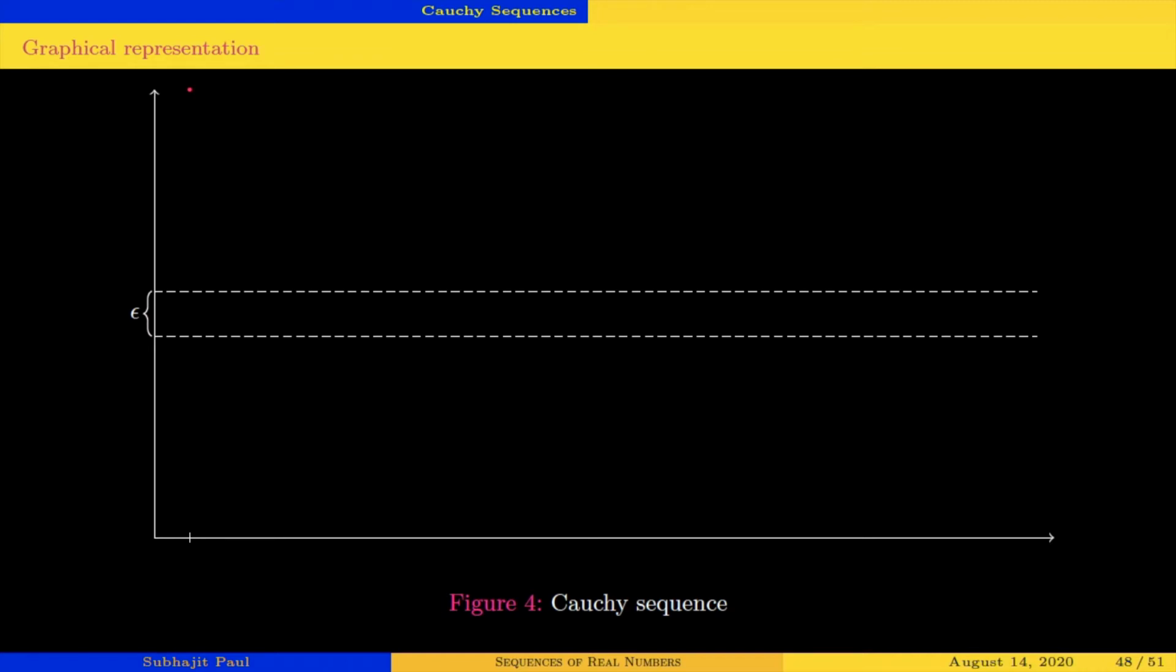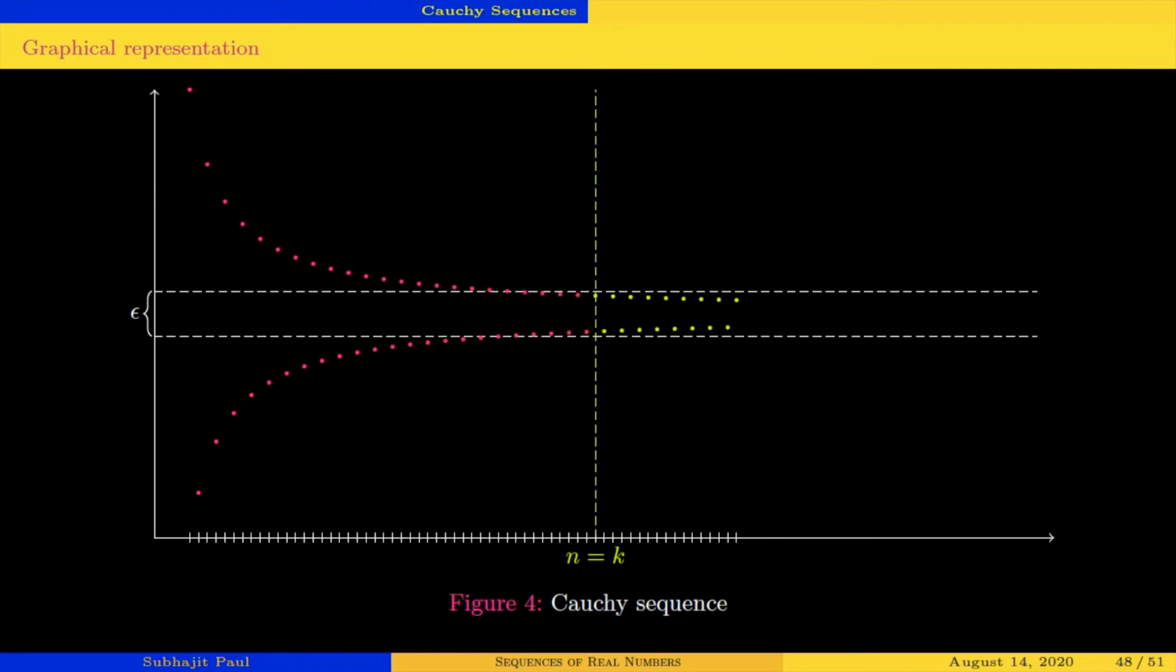Now here the sequence is coming, going inside that band. Now from here, from this n equal to k, after this n equal to k threshold, everything is inside this band. Every term has their mutual distance less than epsilon. This is my epsilon band, and everything is going inside this epsilon band. So that is what is meant in the Cauchy sequence.